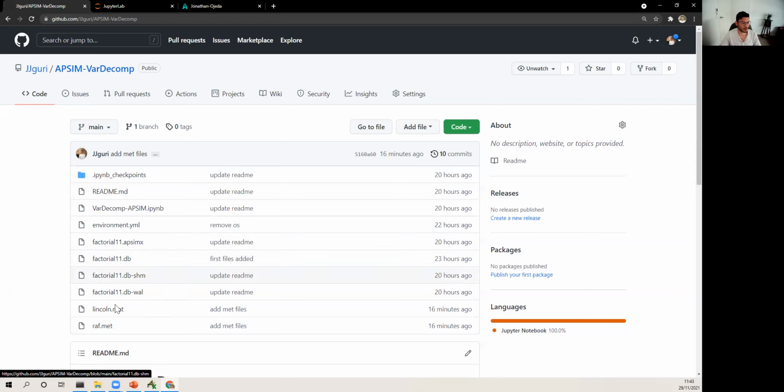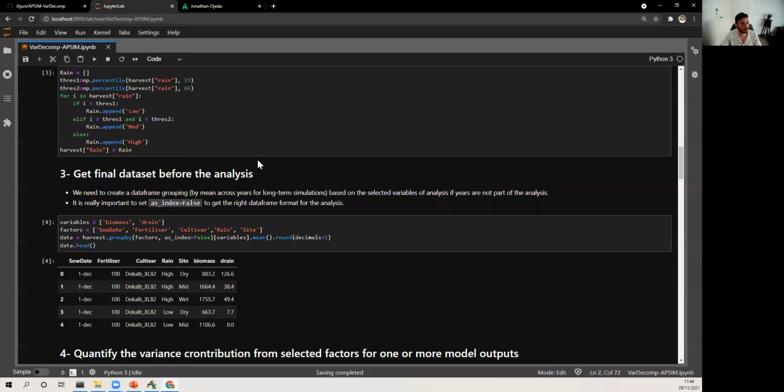So these three files are the outputs of APSIM. Basically, when you run the APSIM Next simulation, you will get these three outputs. The code that creates the visualization of the variance contribution decomposition takes as an input the .db file. So basically, this is the most important file that we will use to get the information from APSIM. Okay, so let's go to the code.